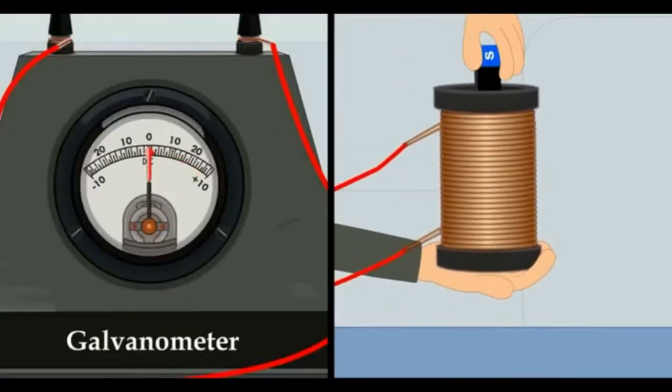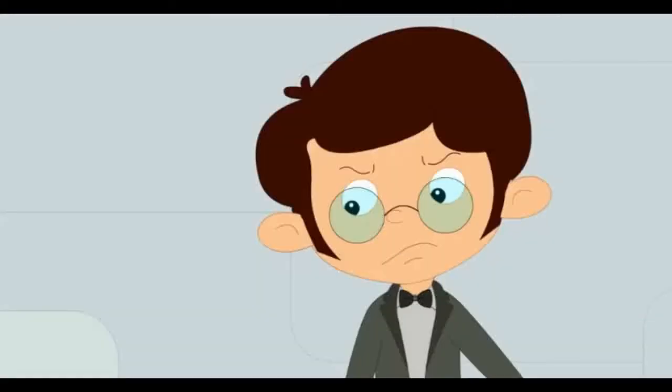So in both cases there is a deflection in the galvanometer. That means either we can keep the bar magnet stationary and move the coil, or we can keep the coil stationary and move the bar magnet. In both cases there is a deflection in the galvanometer, and the galvanometer is a device that will detect the presence of current in a circuit, which we have already learned. So this shows that when there is a motion between this coil and the bar magnet, a current is produced in the circuit.